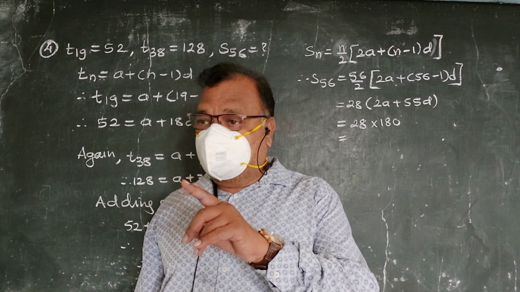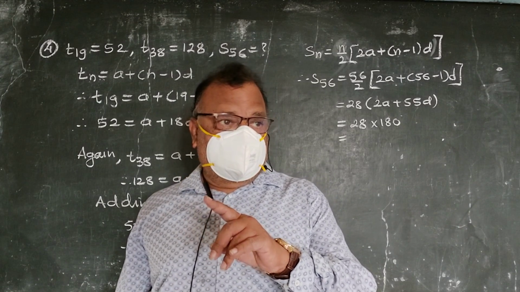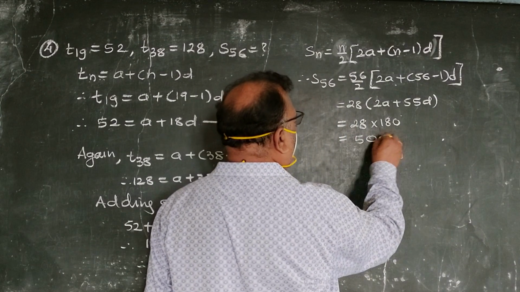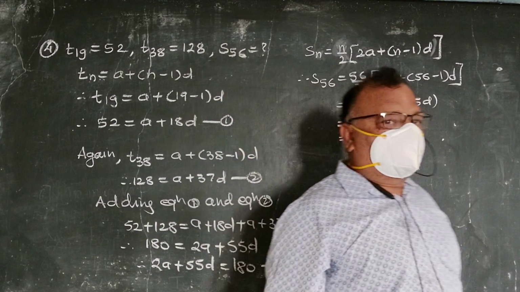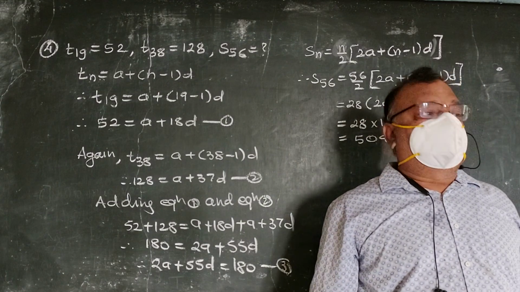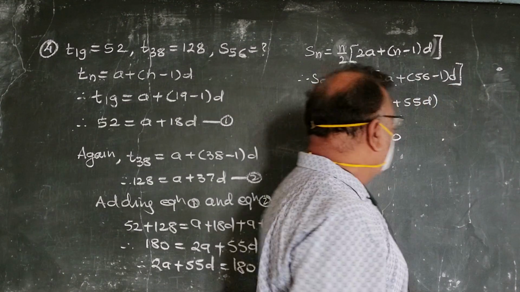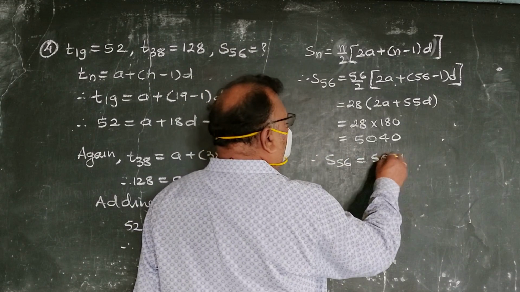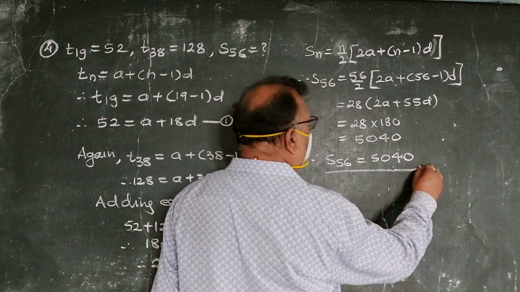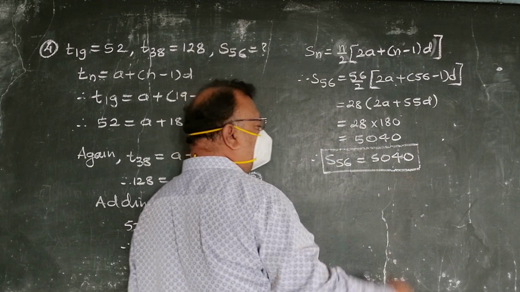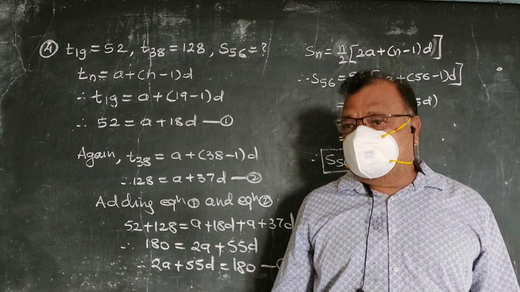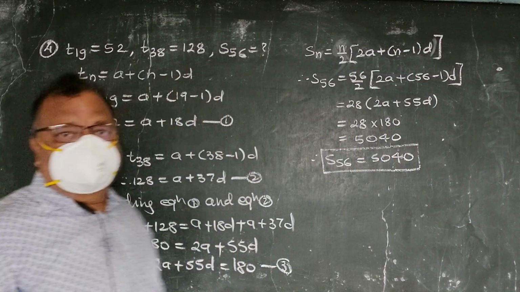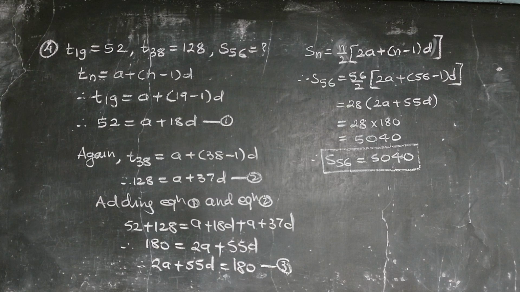5,040. So the answer is 5,040. Is this the answer? Did everyone get the same answer? So we will write S56 is equal to 5040, the final answer. I am not going to check the answer. You have told, I have written it. Is that clear? Okay. So everyone copy this.